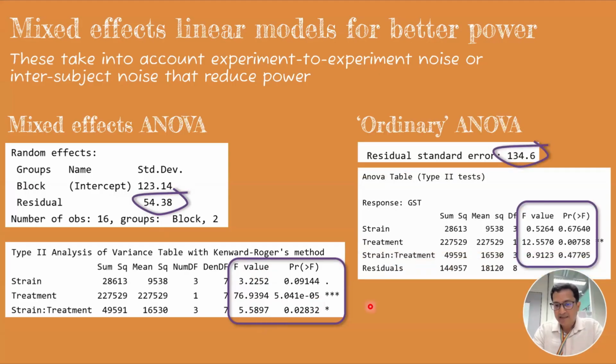But if the same data are analyzed by ordinary ANOVA, the standard deviation of the experiment and the residuals are now all in one place. So your denominators in these F ratios are large, and you end up with much smaller signal to noise ratios and larger p-values. So you can see that you have more power to detect differences using mixed models rather than ordinary ANOVAs. So when possible, use them.